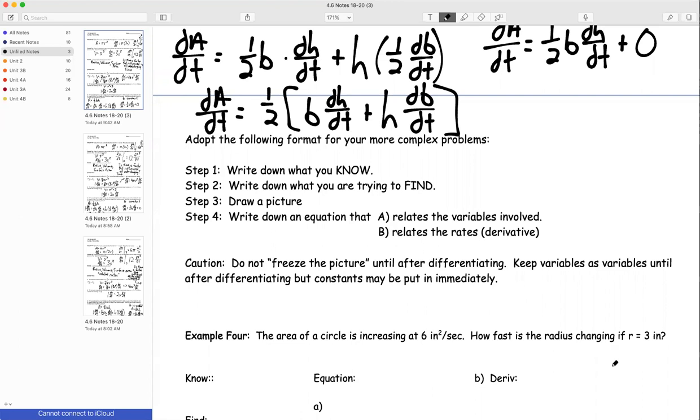Step number 1, write down what you know. Step number 2, write down what you are trying to find. Step 3, draw a picture. That might be helpful in some instances, not always, but sometimes. And step 4, write down an equation that relates all of the variables involved and relates the related rates, the derivative. And here's a word of caution.